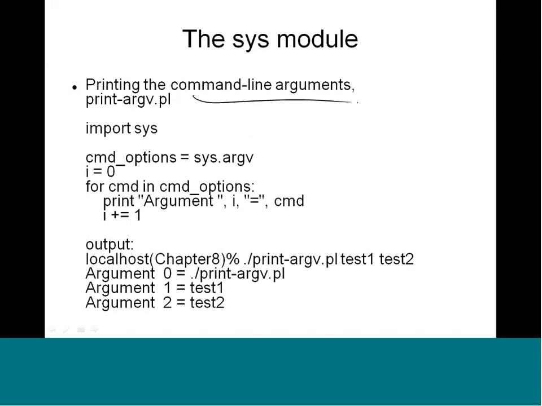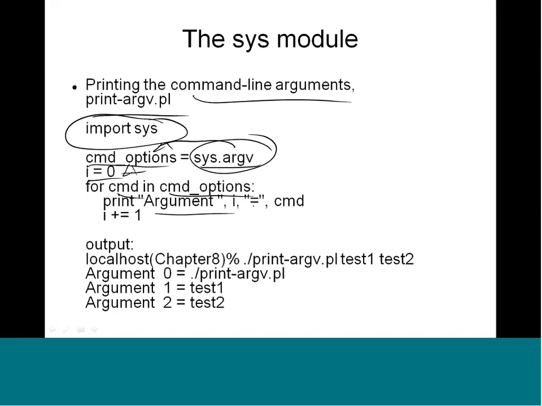So here is an example for printing the command line arguments, argv.perl. Here we import sys, and then the command options are sys.argv. We initialize the variable i, and then for each command in the command options, we print the argument i and then the command, and then we increment. So once we specify this, it prints arg0 as argv.perl and then test1 and test2.